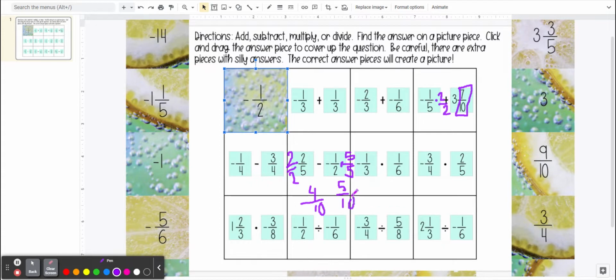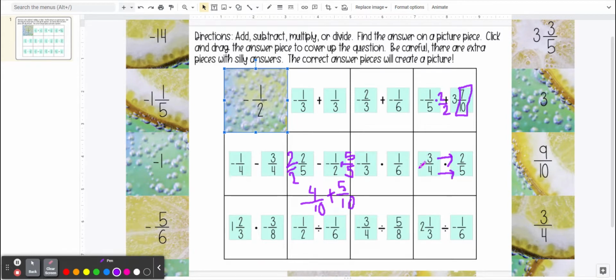And then when we are subtracting with integers or rational numbers, we can change the subtraction to addition and make the next number the opposite. So the opposite of a negative is a positive. So we're really going to add these 2 fractions together. Now that they have the same denominator, that'll be easy. That will be 9/10.